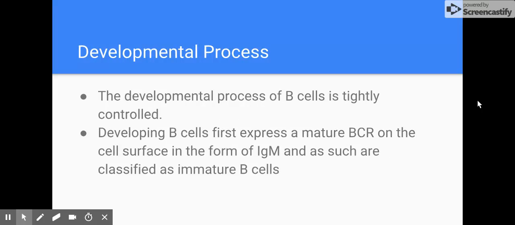The developmental process of B cells is really tightly controlled. Developing B cells first express a mature BCR on the cell surface in the form of IgM, and as such are classified as immature B cells.